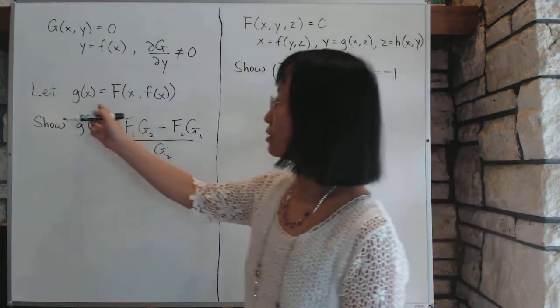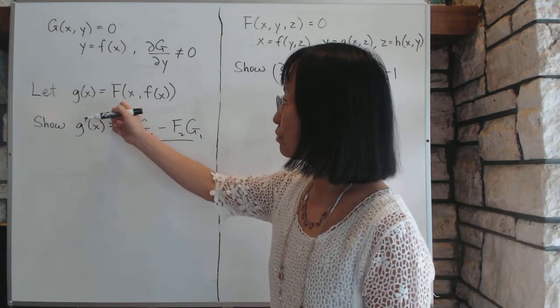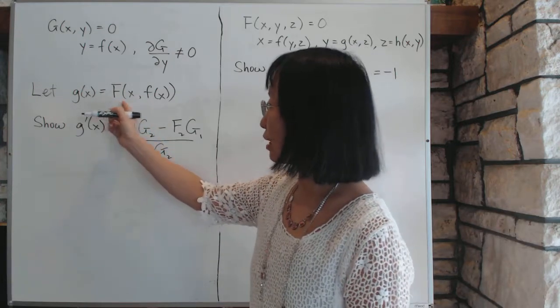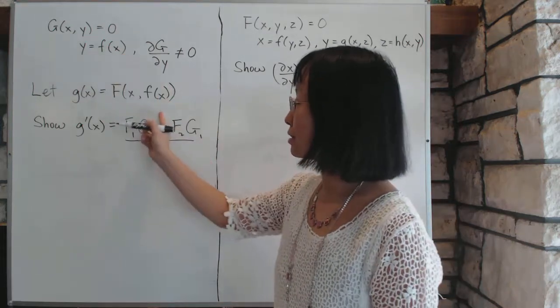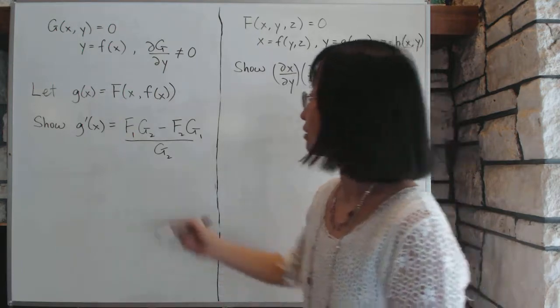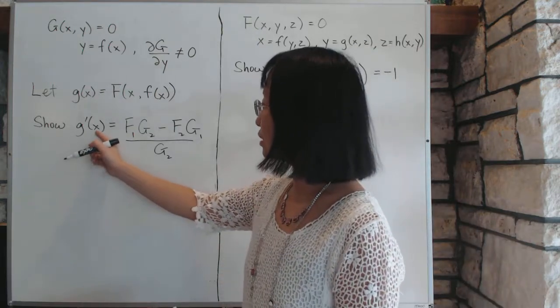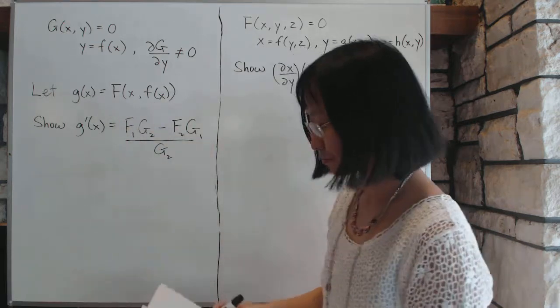So now let's figure out another function f that we don't know what it is, but we will set g(x) equal to f where you plug in x for the first position and f(x) in the second position. So you come up with a new function, but we don't know much about it. However, we are supposed to show that g prime of x equals this particular relationship.